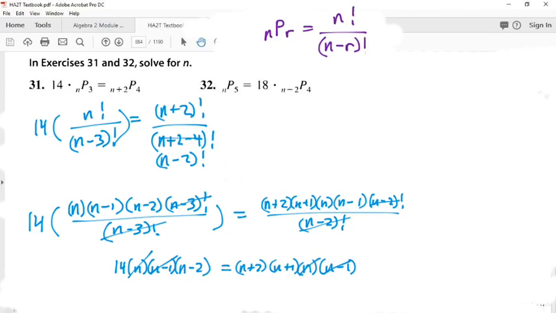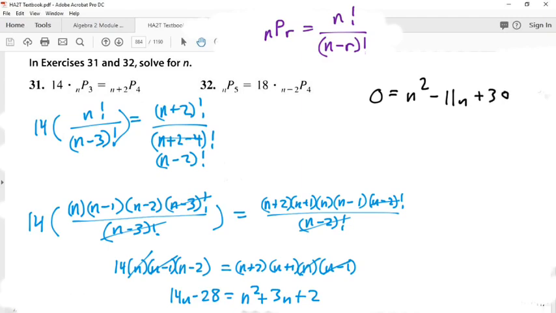Nah. So on the left side, I now have 14N minus 28. And on the right side, I have N squared plus 3N plus 2. So I multiply everything out. Now we have a regular quadratic function. Can we solve it? Yes, we can. So I'm going to put everything on the right side. I have 0 equals N squared minus 11N plus 30.